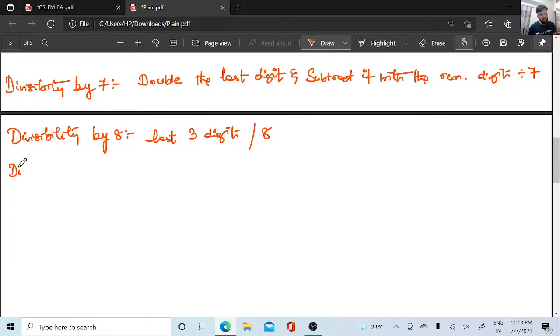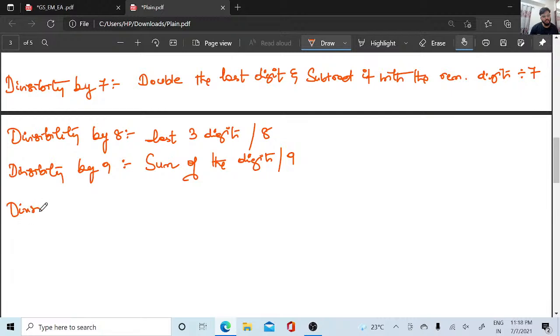Then finally we are moving on to the divisibility by 9. Divisibility by 9 is similar to the divisibility by 3. So what you will do is check the sum of the digits and divide it by 9. Divisibility of 10 everyone knows, the unit digit is 0, so I won't be writing it here.